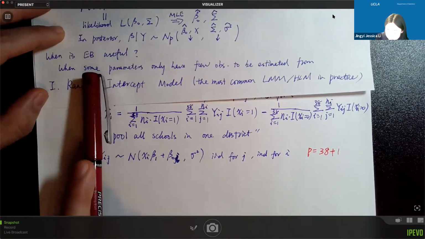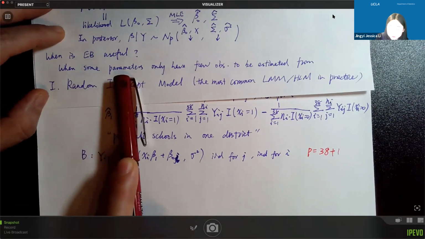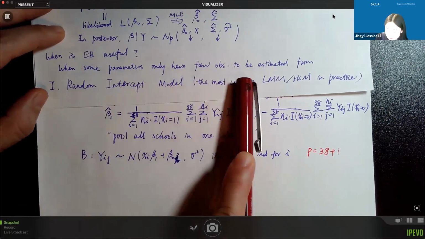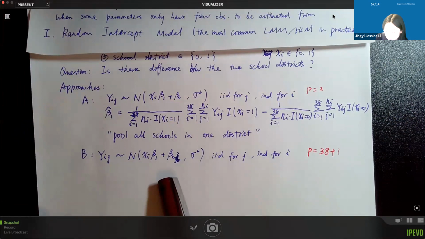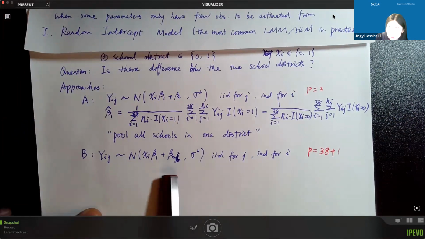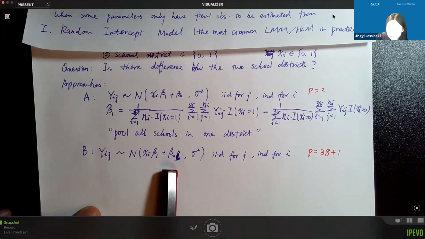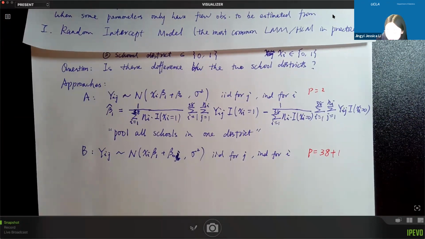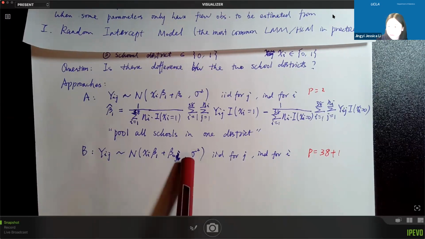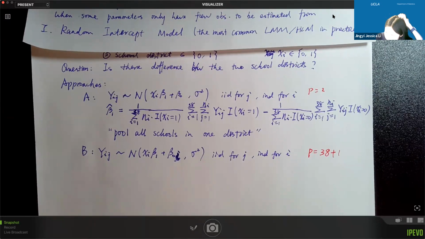So when you have some parameters that only have a few observations to be estimated from, you might assume, okay, I can use students in school i to estimate this beta 0i, but some school may only give me data for 3 or 4 students. Then that's what I mean. You have only 3 or 4 observations from which you could estimate this particular parameter. And that is not something ideal.